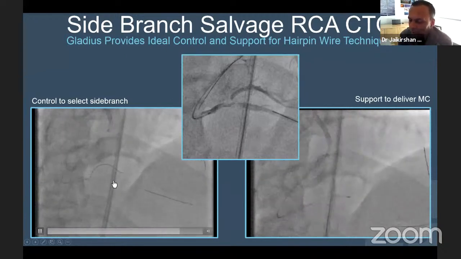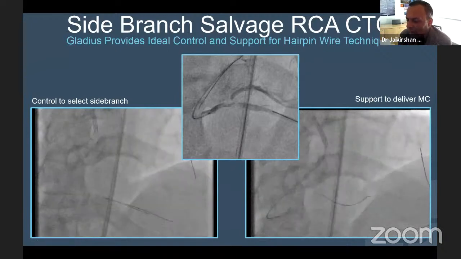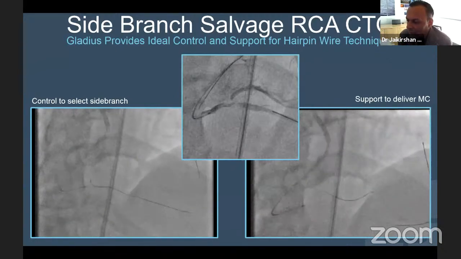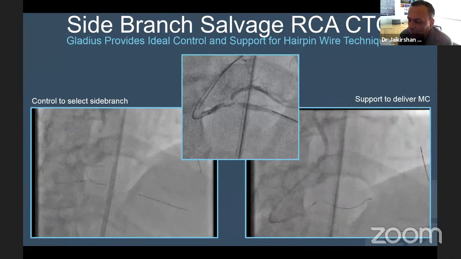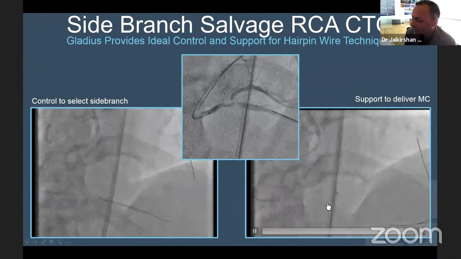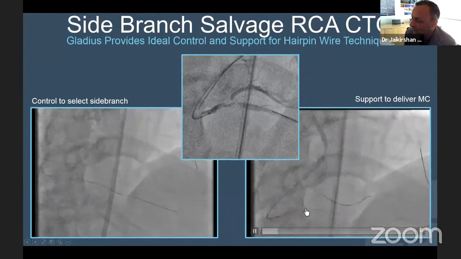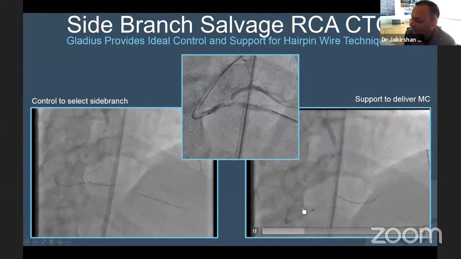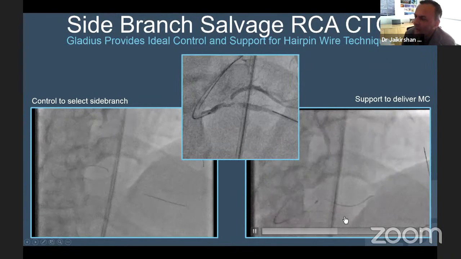We've done this with soft wires, Xi'an Black, Fielder FC. The biggest problem that we have with all these wires is that once we select out the branch, we can no longer put in a microcatheter. Anytime we advance the microcatheter, it tends to prolapse and go down the PDA instead of in the PLV.